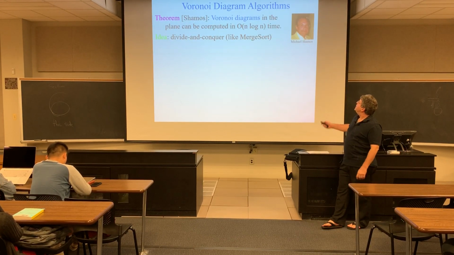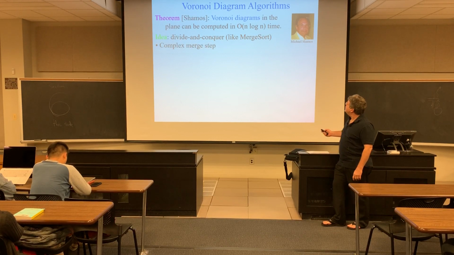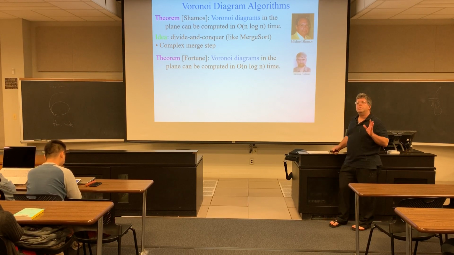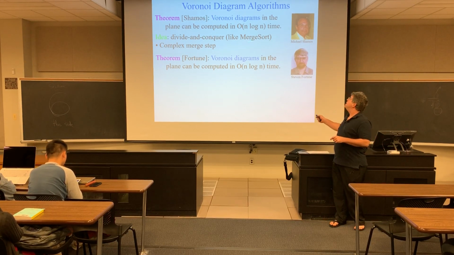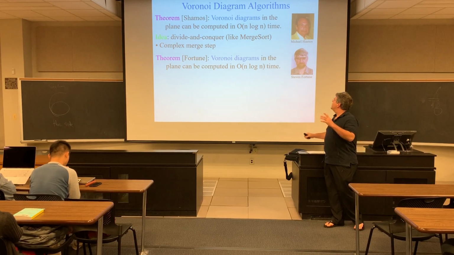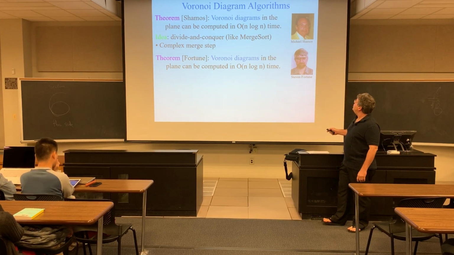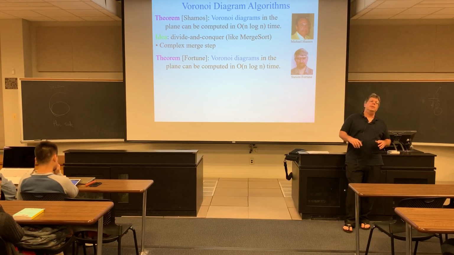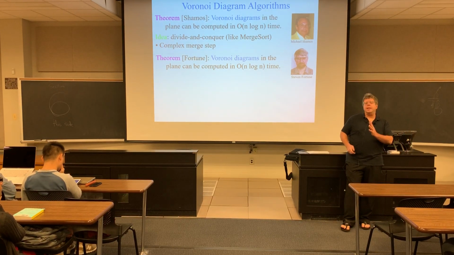So that's what this is. It's a divide and conquer, the very complicated merge step. There's a much simpler algorithm, I should qualify by saying it's simpler than this algorithm I just mentioned by Ian Shamos. That's by Steve Fortune back in the 80s. He showed how to compute in n log n time the Voronoi diagram based on parabolas and a sweeping line algorithm.